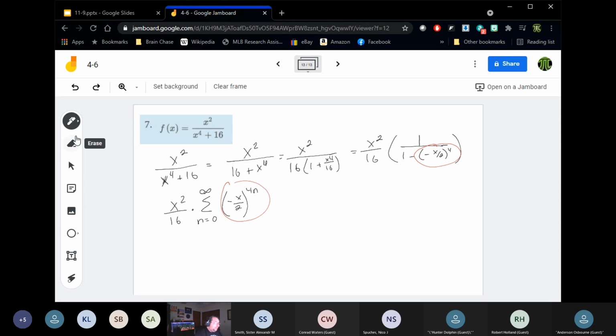All right. So I got to do the same thing. I still have to figure out my interval for this one. So I have the absolute value of negative x over 2 to the 4th power has to be less than 1, which is the same thing as saying the absolute value of x over 2 has to be less than 1. So that means the absolute value of x has to be less than 2. So my interval is negative 2 to 2. So that's my radius, and that's my interval.